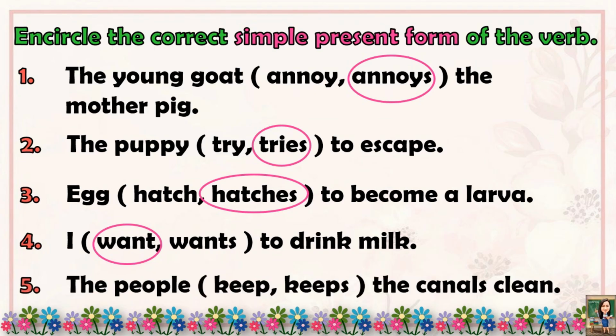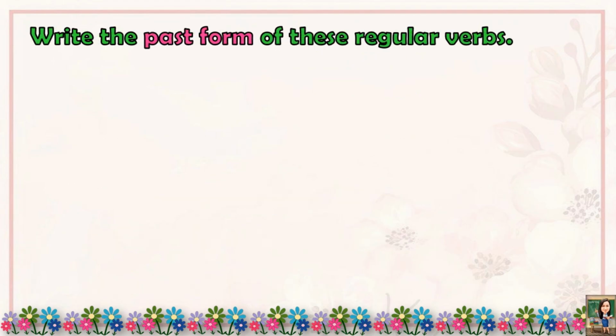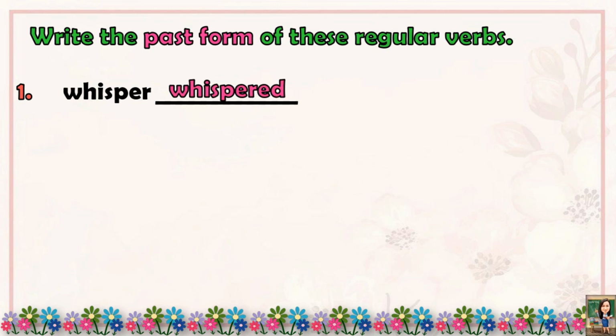Number 5. The people keeps the canals clean. What is the correct verb? Correct. Keep. The people keep the canals clean. Another activity. Write the past form of these regular verbs. Number 1. Whisper. The past form is whispered.